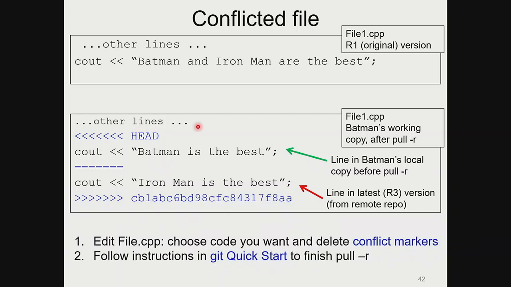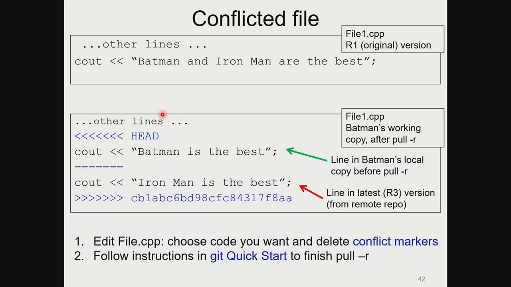This tells us that the head of the repository points to the copy that has this line. So, sorry, the head points to the working copy. So Batman, when Bruce was trying to merge his changes, he saw that he added this line. His head points to this, while the remote repository points to whatever is next to the greater than sign. Okay, so on the remote we have Iron Man is the best. Locally we have Batman is the best. So what we do is Bruce goes and edits the file manually.